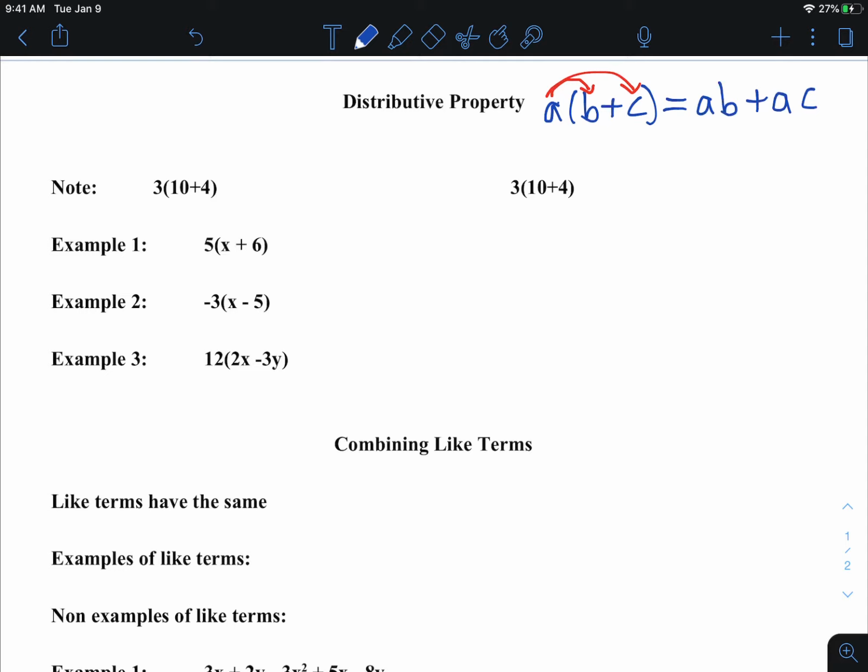So actually first, let's do 3 times 10 plus 4, how we would do it following the regular order of operations, where we'd say, okay, we'll do what's in the parentheses first. So this will turn into 3 times 14, which is 42.